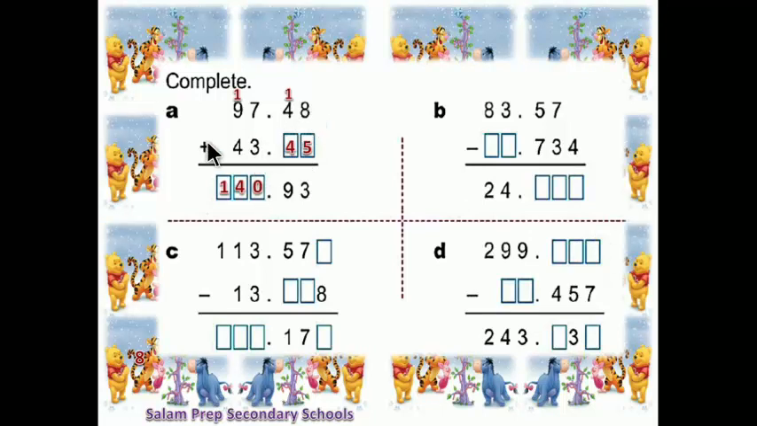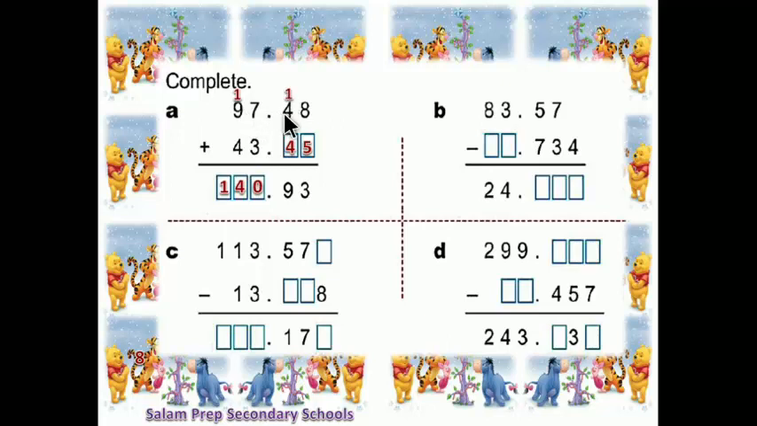8 plus what? I need the number 3. There is no number plus 8 equals 3. So 3 must be 13. Okay. So 8 plus 5 equals 13. Write 3 and carry up 1. Okay.